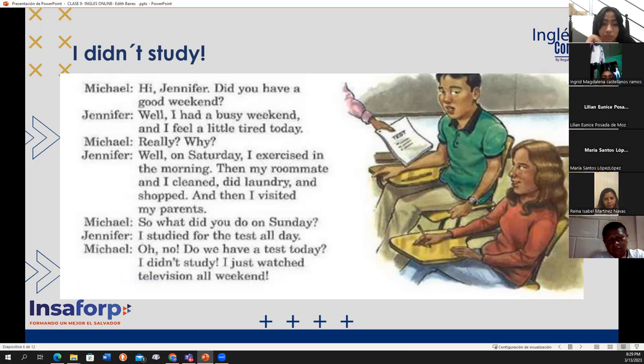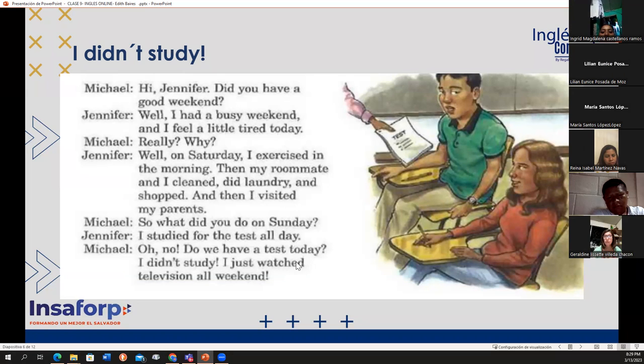Washed. Watch. Washed. Watched. Okay. Washed. Yes. In this case, it's no washed. Okay. Es como la terminación en T al final. Okay. Thank you. Okay, thank you, Magdalena and Catherine.